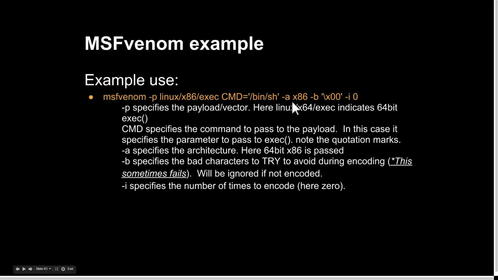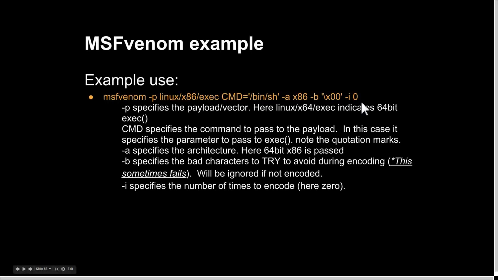-a here specifies architecture. I think it actually may be redundant in this case because it's specified there. -b specifies the bad bytes to avoid. Almost always \x00 should be specified. Like I said, the encoder may generate encoded shellcode that does have zeros in it if it's not told specifically to avoid it with this MSFvenom utility.